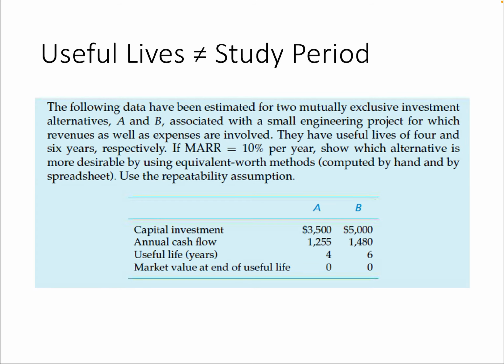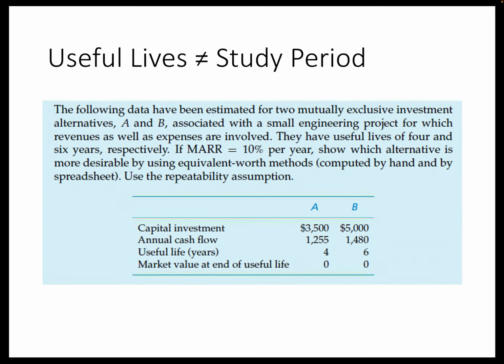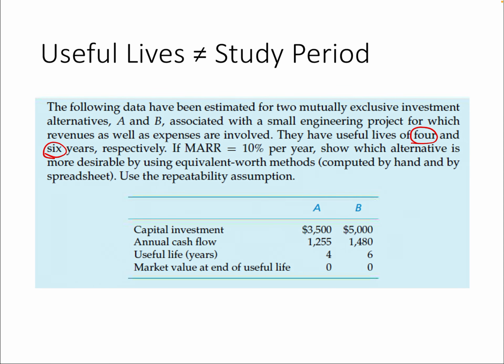Okay, so now let's look at this example. The following data have been estimated for two mutually exclusive investment alternatives, A and B, associated with a small engineering project for which revenues as well as expenses are involved. They have useful lives of 4 and 6 years. See, for option A, the useful life is 4 years. Option B, useful life is 6 years. So the useful lives of these two options are different. And the MARR is 10% per year. And which alternative is more desirable?